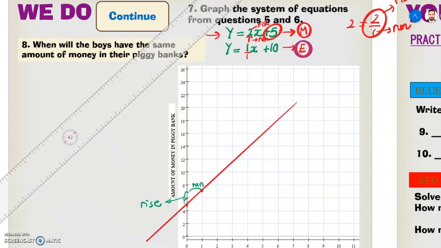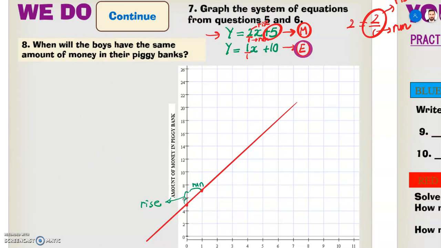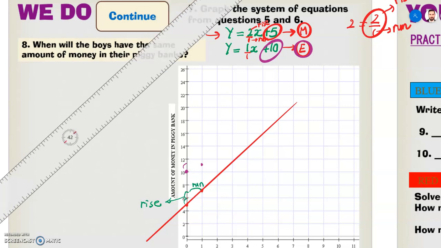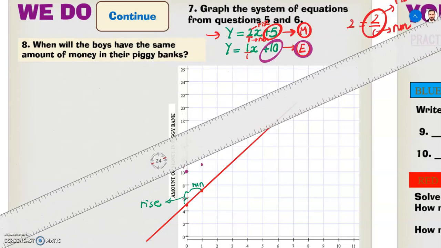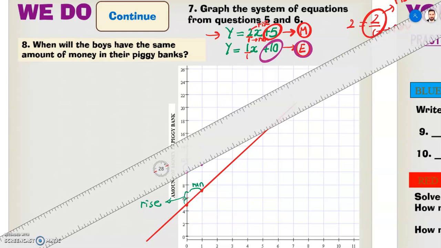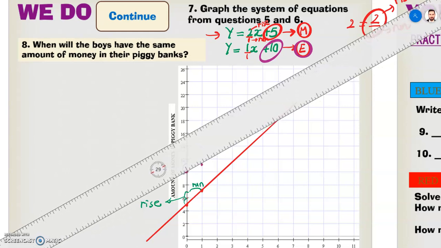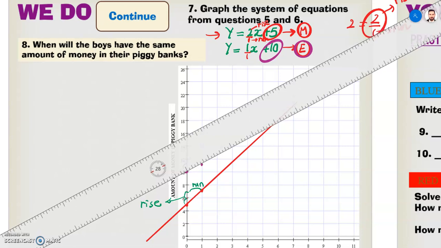Okay, let's see what we have in purple for Eric. For Eric, I will start with the initial value 10. I will use only 1 up and 1 right. So I will draw the line. One up and 1 right.